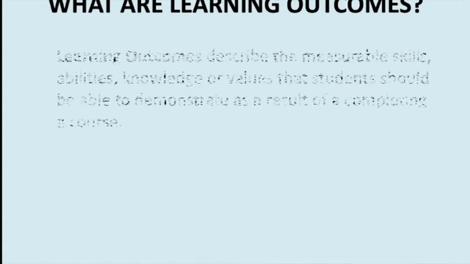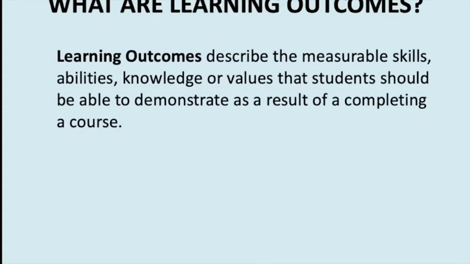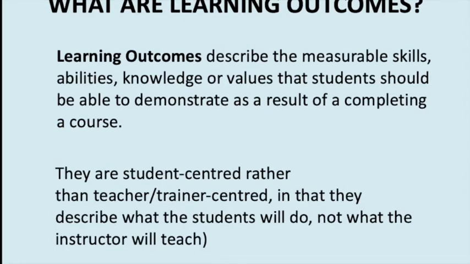What are learning outcomes? Learning outcomes describe the measurable skills, abilities, knowledge, or values that students should be able to demonstrate as a result of completing a course. They are student-centered rather than trainer-centered, in that they describe what the students will do, not what the instructor will teach.